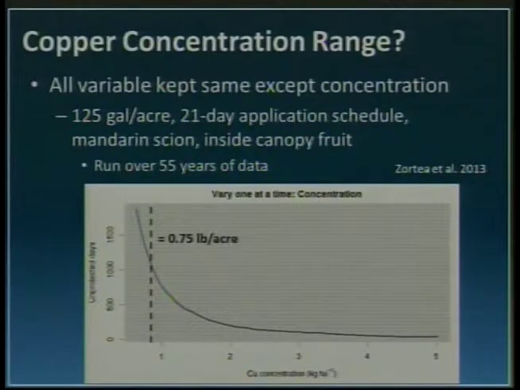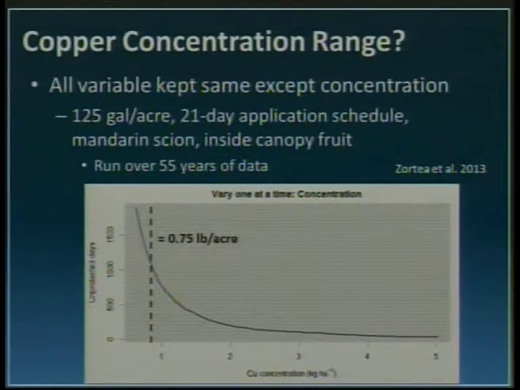Copper concentration: again, we kept all the variables the same except for this time we were looking at our amount of copper. So we used 125 gallons per acre, the same application schedule, the Mandarin cyan, and inside canopy fruit with the historical data. Here the results weren't quite as clear. You can see my line shows where the 0.75 pounds per acre is.